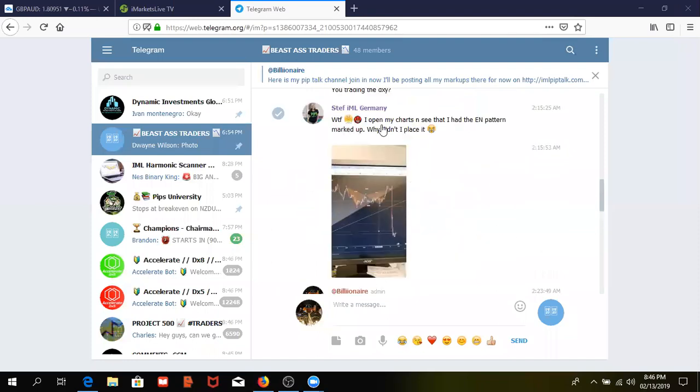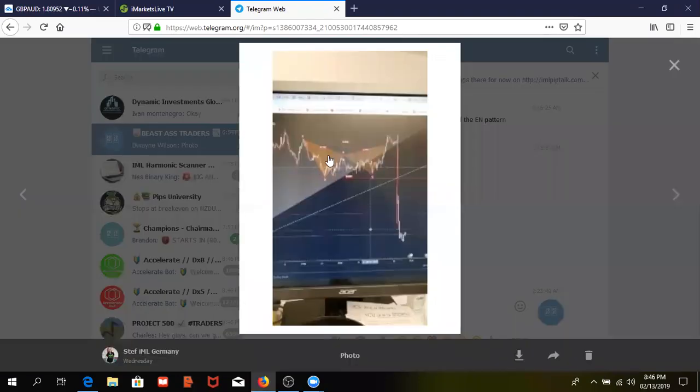So you look at it, stuff right here. What the F? I open my charts and see I had the NZD pattern marked up. Why didn't I place it? Check this out. This is another trade, another bat pattern that we have right here. This is on Euro NZD last night. Boom, price dropped to the downside. It literally fell off our computer charts last night.